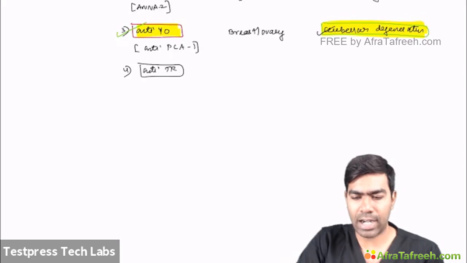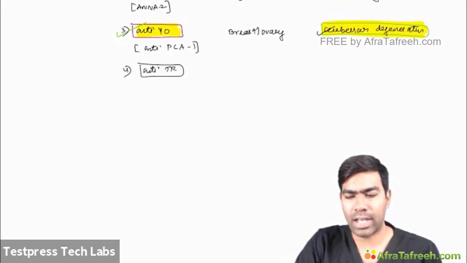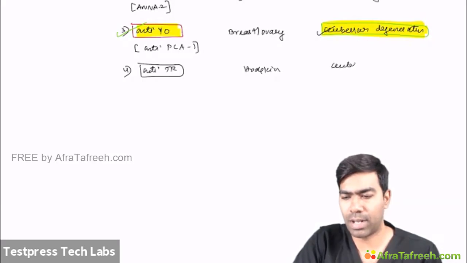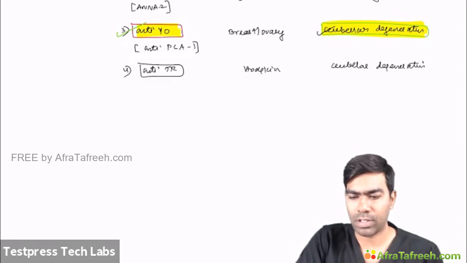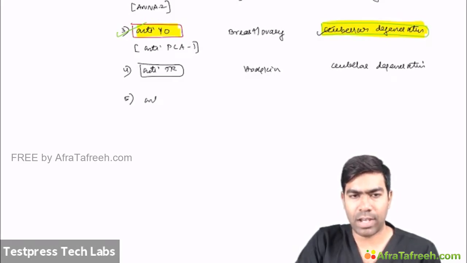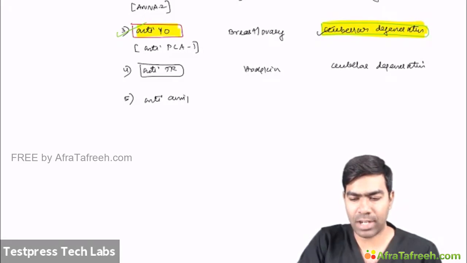So anti-Tr antibody, the next one. Anti-Tr antibody is typically seen in Hodgkin lymphoma. Once again, they are going to cause cerebellar degeneration. Hodgkin lymphoma.